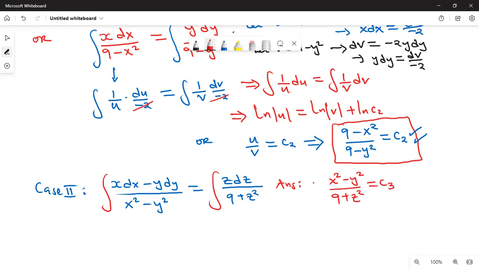So this is how to be able to find orthogonal trajectories of any given family of curves.